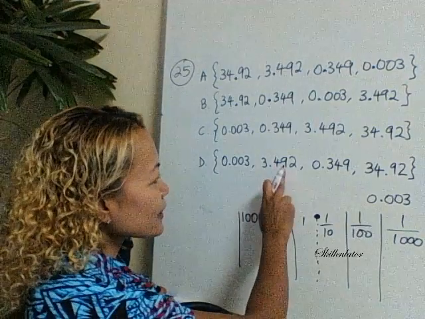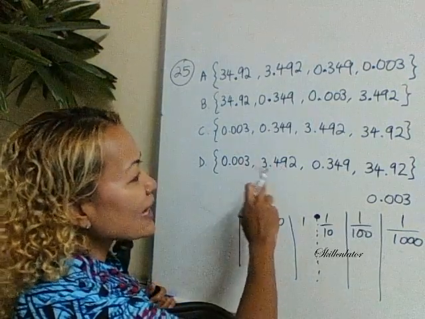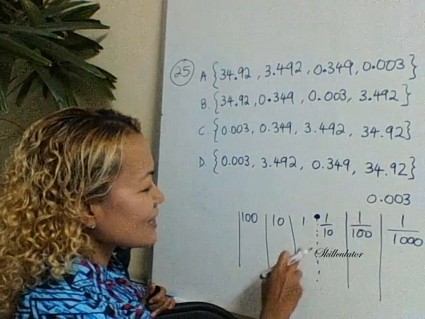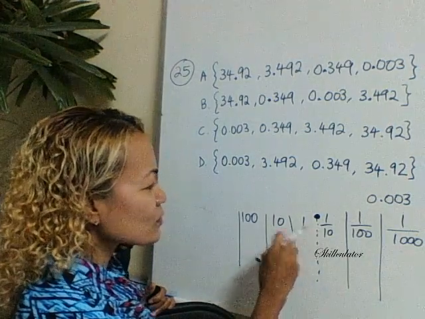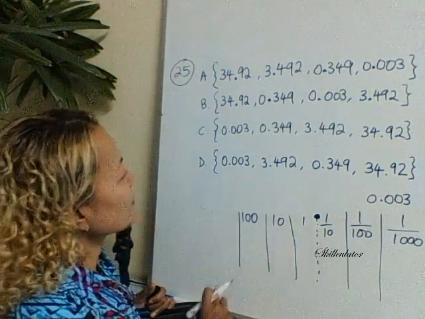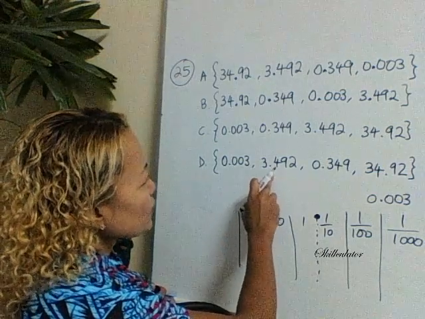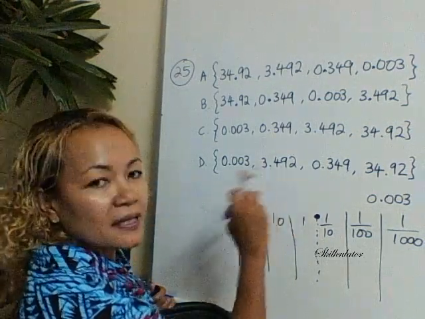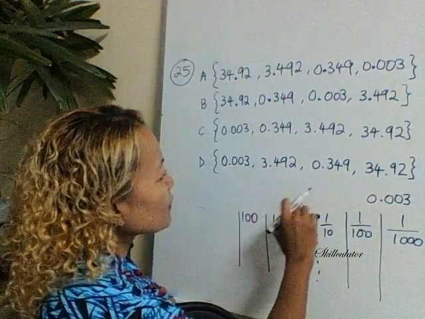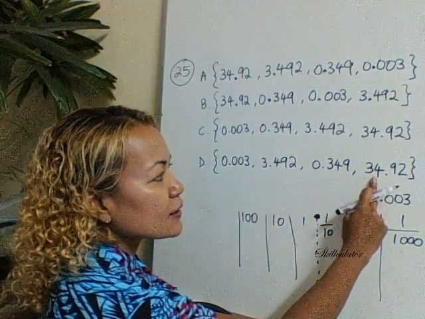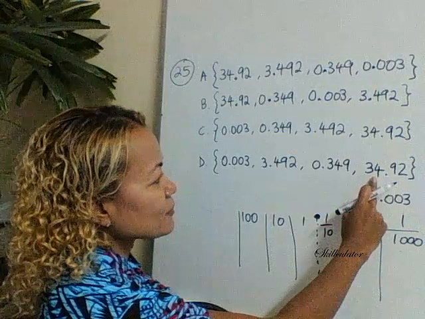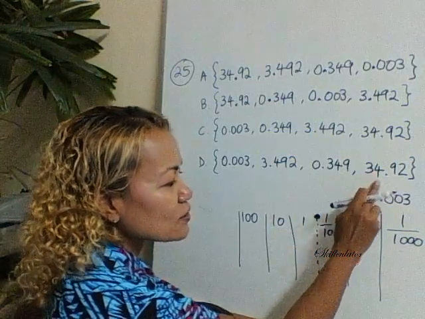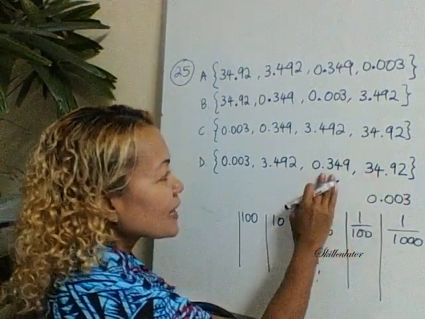Okay, before we look at the next number, let's look at any other number that has nothing in the ones or tens or hundreds column. So this second number has something in the ones column or the units column. So we'll not look at that for now. This number here, 34.92, has a number in the tens column and the units column. So we won't look at that.